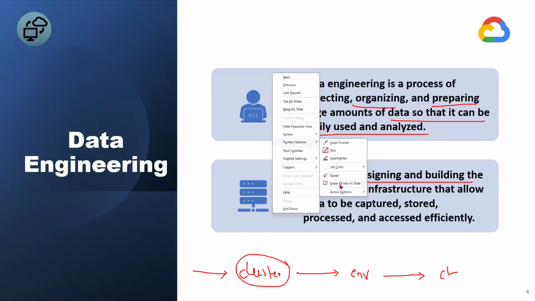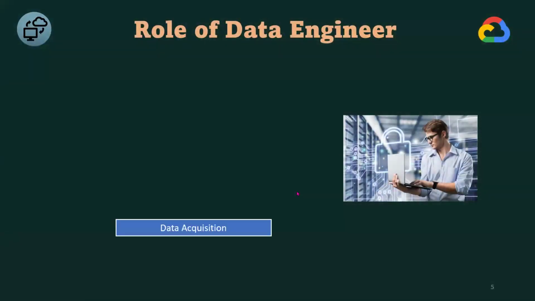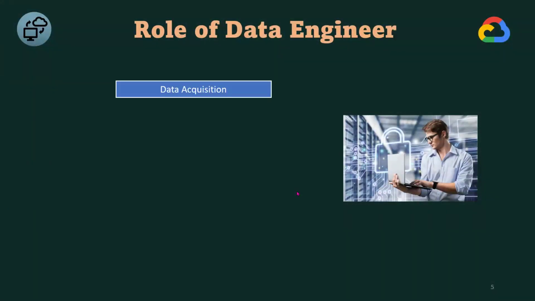If I have to tell you in simple words, what is the role of a data engineer? The very first thing is extracting the data. He or she will work first on data acquisition, which is data extraction or data collection, from multiple data sources. If I want to do data analysis, I need to have the data, so I need to extract it. We need to think about how best we can extract the data from multiple sources. That is our first thing.